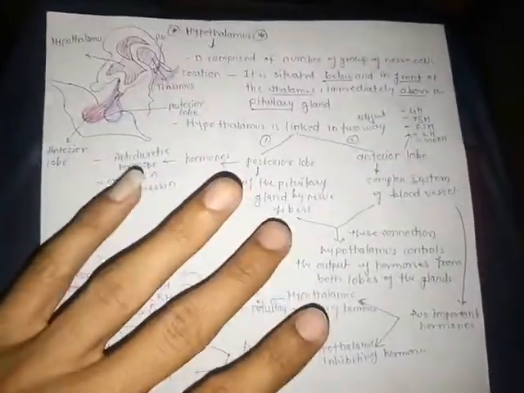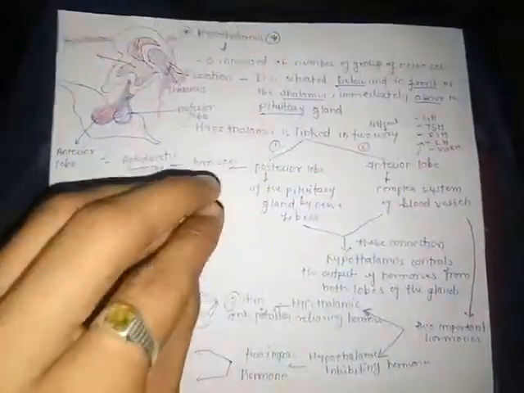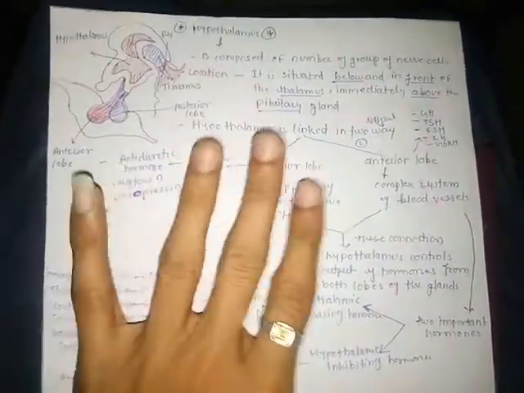So this is a simple introduction to the physiology of the hypothalamus. In annual theory exams, they ask the questions: write down the physiology of the hypothalamus and then its functions. So this is a simple physiology and diagram of the hypothalamus.